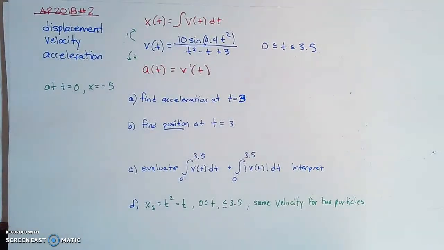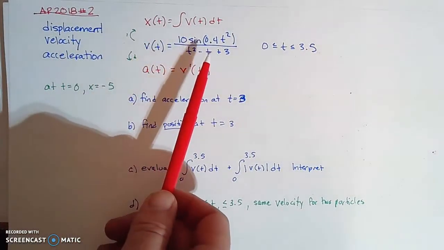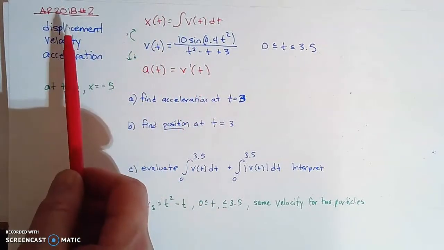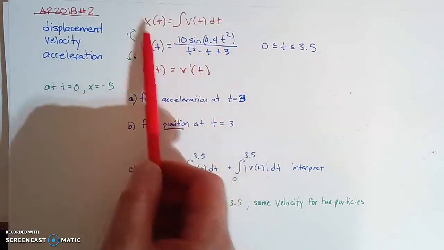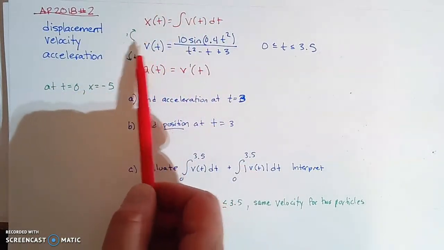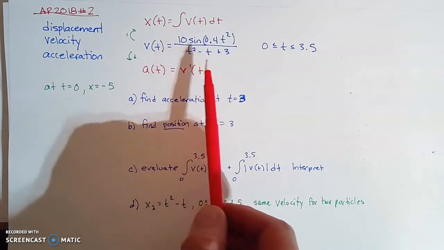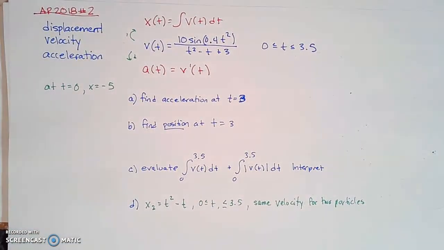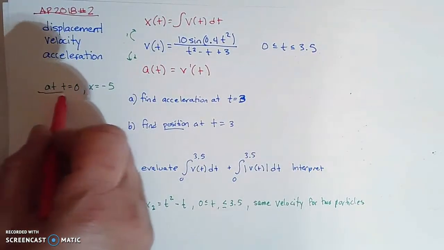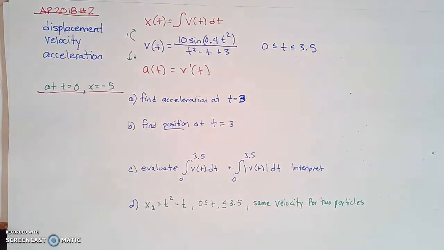So first of all, they give me an equation for velocity, where v sub t equals this following equation right here. I know what displacement and acceleration are. The integral of velocity is displacement, how far you've gone. The derivative of velocity is acceleration. And this function is defined between times 0 and 3.5. I haven't read through the problem yet, other than to know it gave me velocity. It gave me one other piece of info, which is at time 0, the location of the object was at -5.